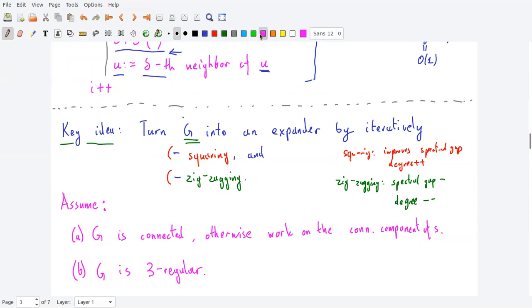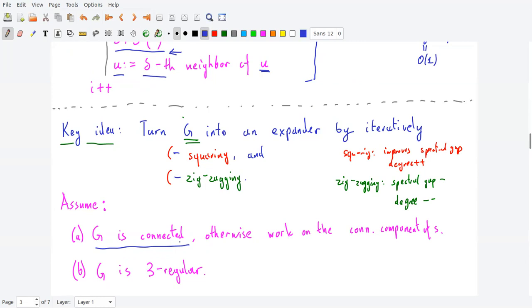So now we proceed to the implementation. Let's make some assumptions first. First of all, I will assume that the graph is connected. I imagine that I've got a connected graph and two vertices S and T, and I would like to prove to you that S and T are in the same connected component by showing a walk from S to T. Essentially, in the general case, the whole construction that we will be doing, this squaring and zigzagging, will preserve all the connected components.